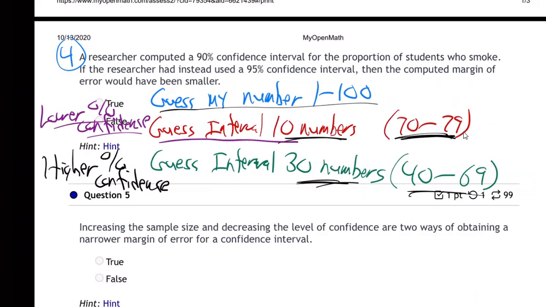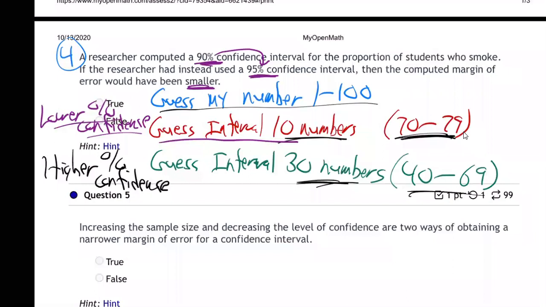So the bigger the interval, the higher your percentage confidence, right? The more confident you are. So if we're going from 90 to 95, that's bigger, more confident. Does that mean we have a smaller interval? Yes.